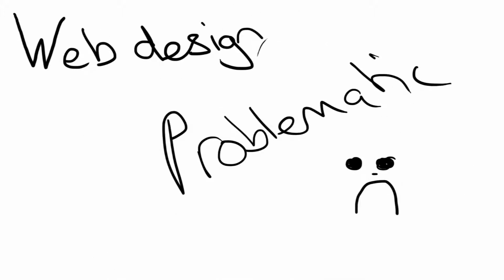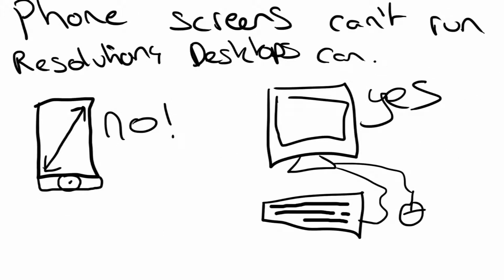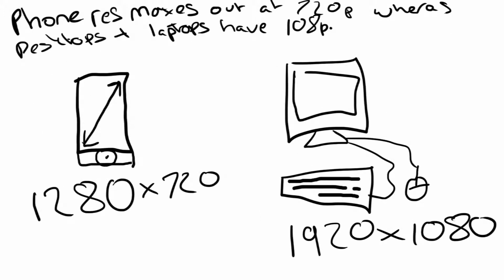Web design is becoming problematic because of new devices constantly coming out, such as new mobile phones, tablets, PCs, and Macs. Most phone screens are not designed to run at resolutions which are native to desktop computers. This causes problems in web design because the developers have to consider what it would look like on different devices. For example, a PC monitor could have a resolution of 1920 by 1080 pixels in a normal landscape position, whereas a new mobile could have one of 720 by 1280 pixels in the normal portrait position, meaning that the website has to be available for a tall and thin style instead of a short and fat.